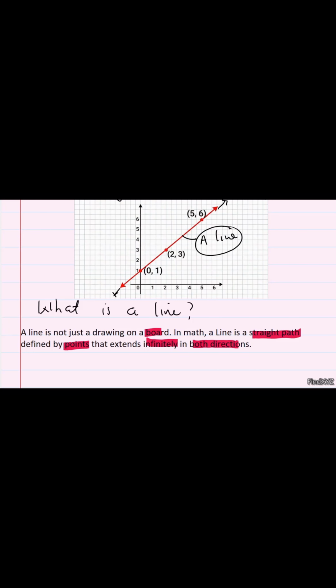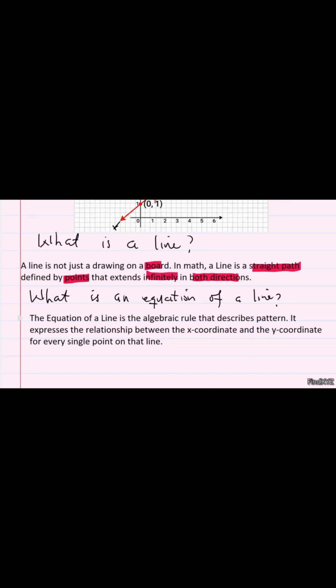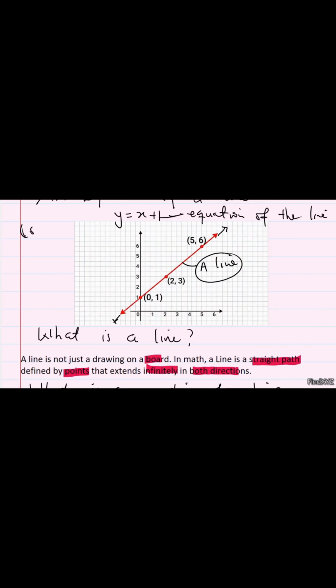Let's look at equation of a line. From the activity we just did, we can say an equation of a line is a rule that describes a pattern. We can also say it expresses a relationship between the x coordinate and then y coordinate for every single point on that line. The points were 5,6, 2,3, 0,1. The rule is y is equal to x plus 1. Now we are saying that it expresses the relationship between the x coordinate and the y coordinate for every single point on that line. So all these 3 points are on the line. So this is what we call the equation, and this is what we call a line.